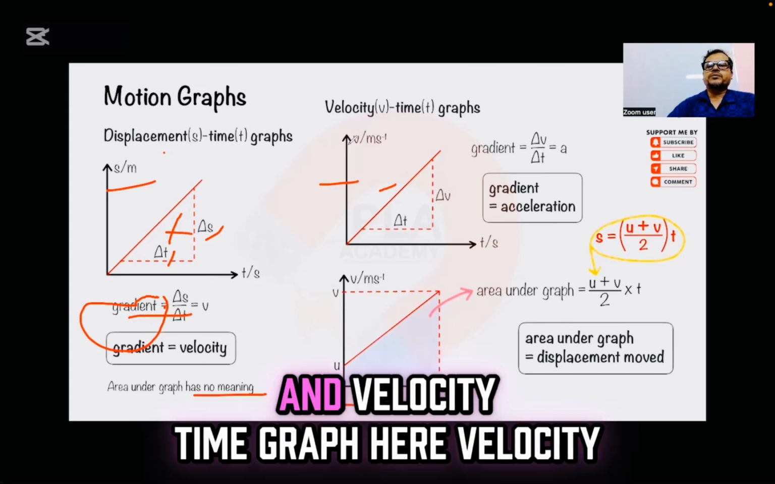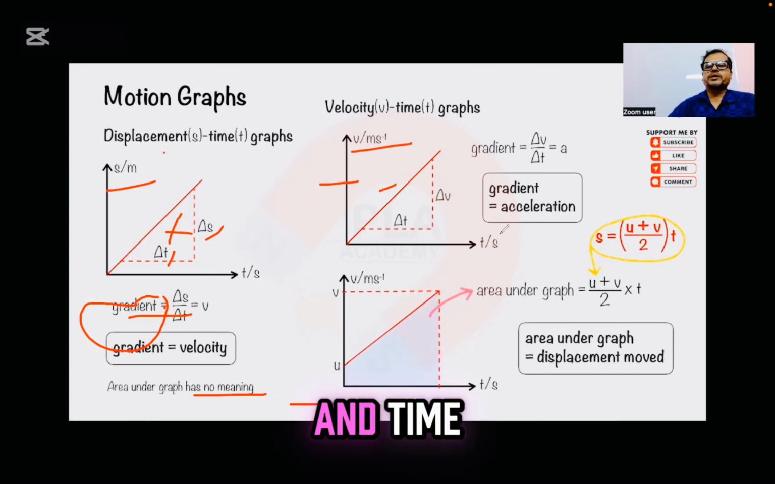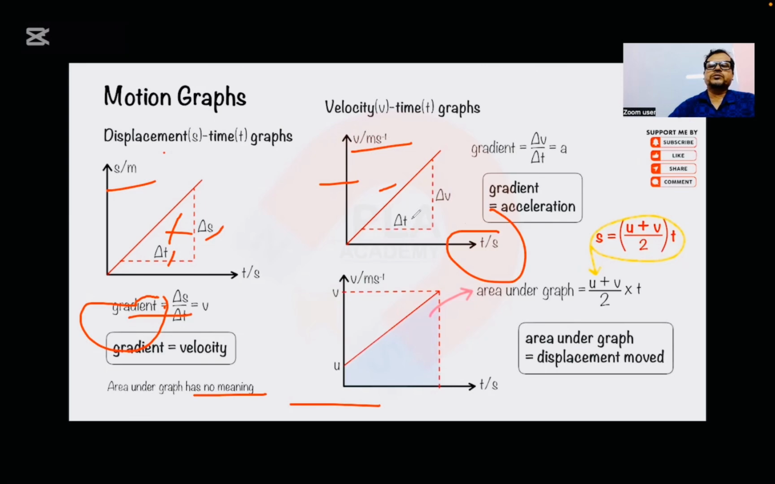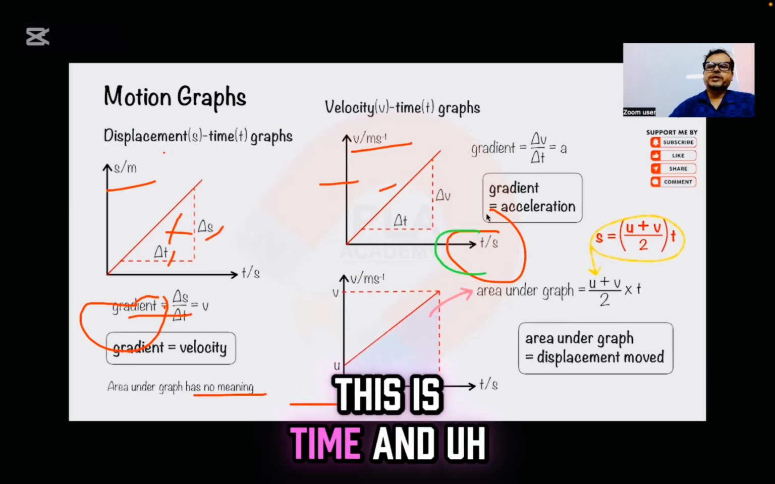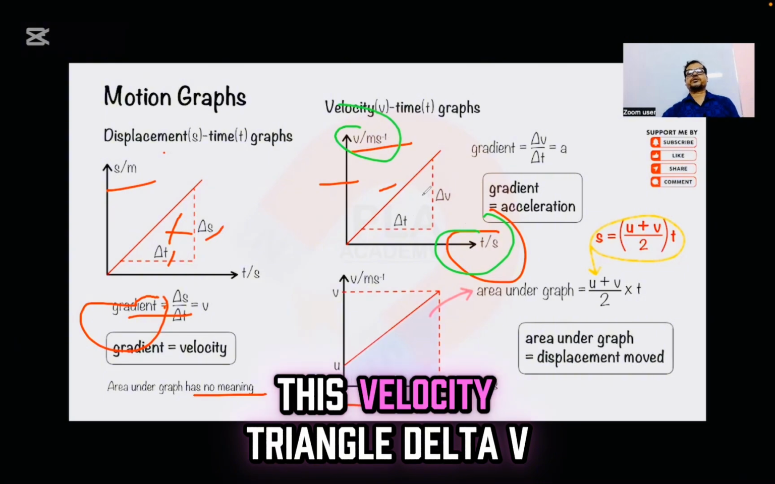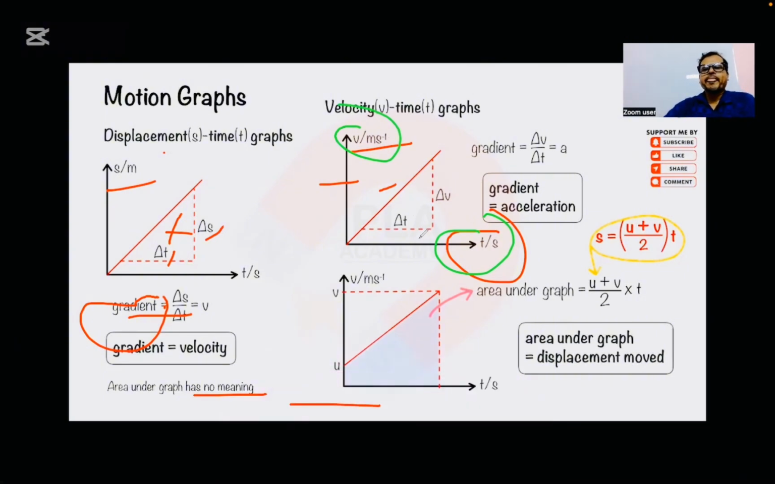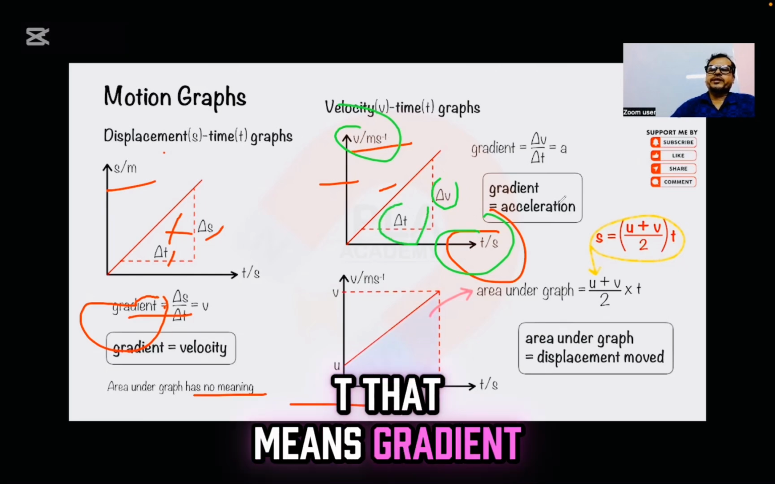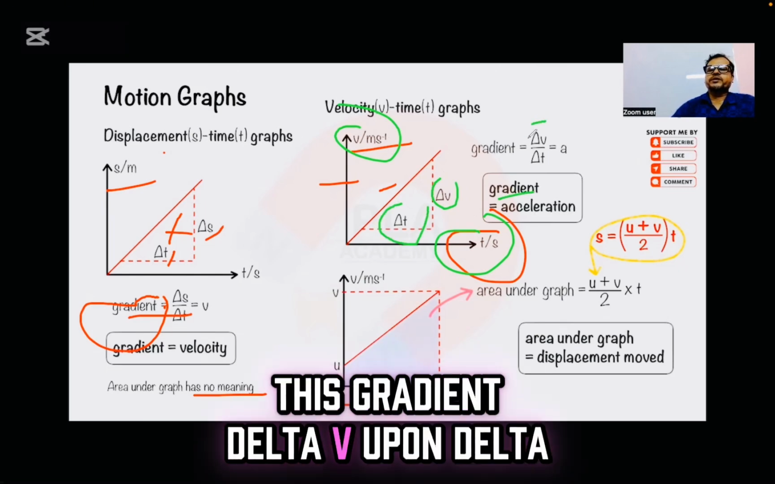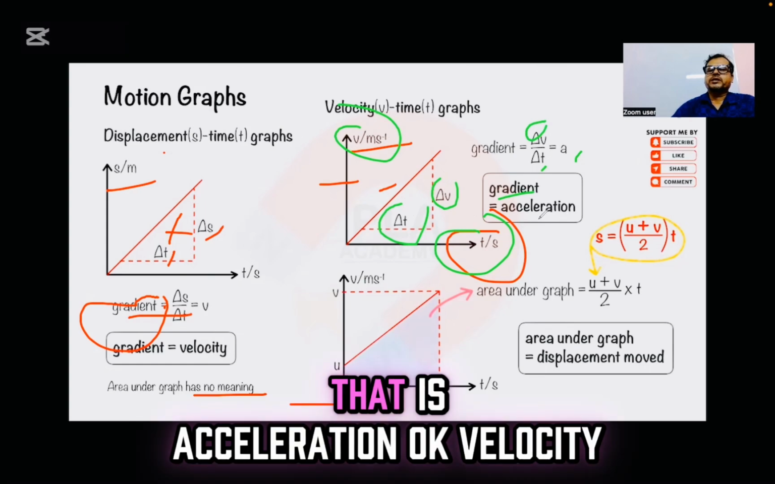And the velocity-time graph, with velocity and time. Let me take another color. This is time, and this is velocity. In this velocity-time graph, del v is the change of velocity and del t is the change of time. That means the gradient, del v upon del t, is a, that is acceleration.